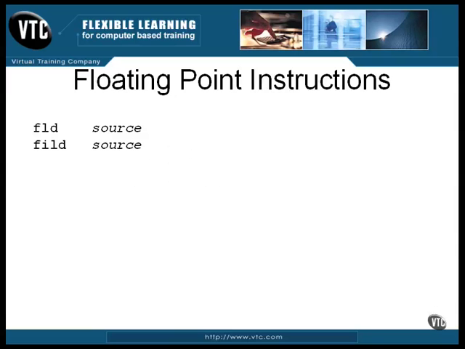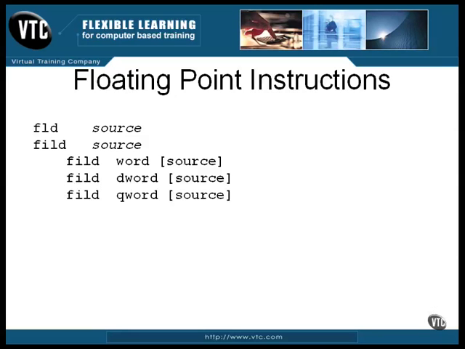You can also have an integer converted to a floating point number and pushed on the stack. Once again, you have to specify the size. The source can be a 16-bit integer, 32 bits, or 64 bits, but the result is always an 80-bit floating point number in the ST0 register.